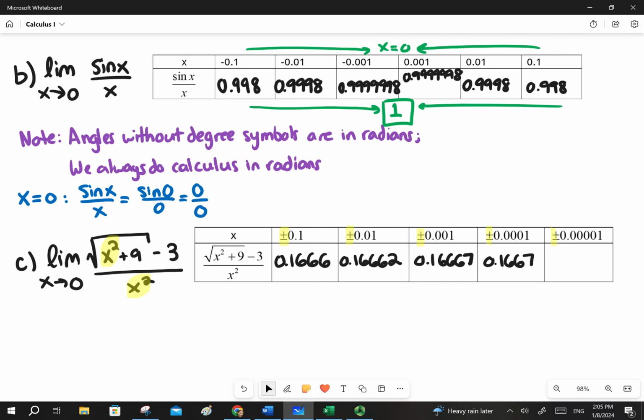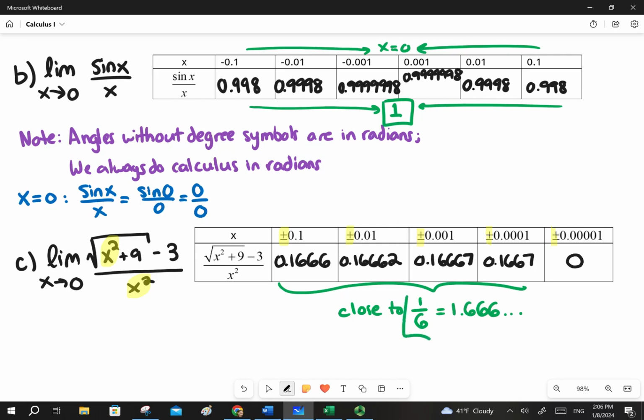But then when I plug in 0.00001, I get 0. What happened? The values seemed like they were close to 1/6, which is 0.166666 forever. But then suddenly we get 0? The moral of the story is that your calculator cannot be trusted.